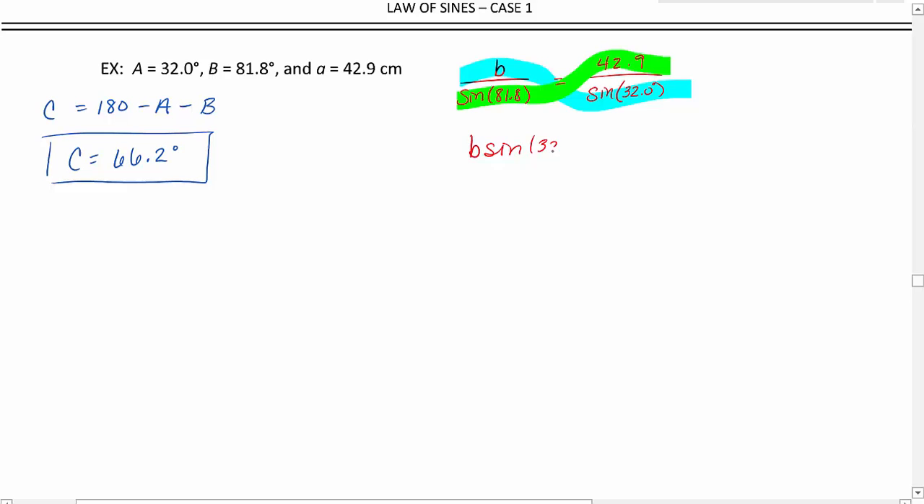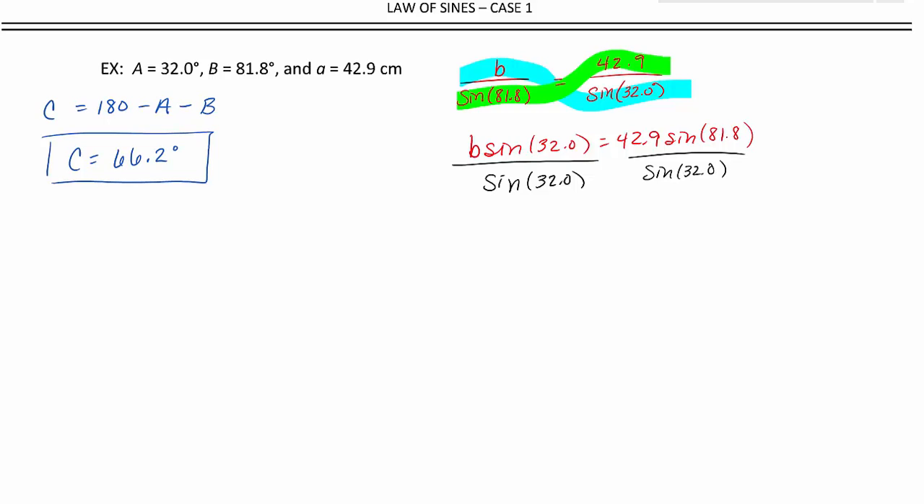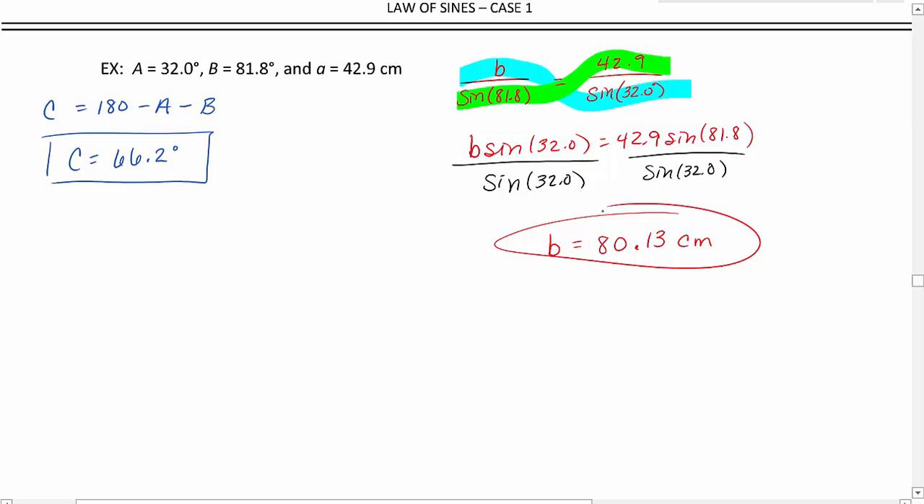B times sine of 32 is equal to 42.9 times sine of 81.8. And then we'll divide to solve for B. Plugging this into our calculator and rounding to the nearest hundredth, we get side B to be 80.13, and our unit is centimeters.